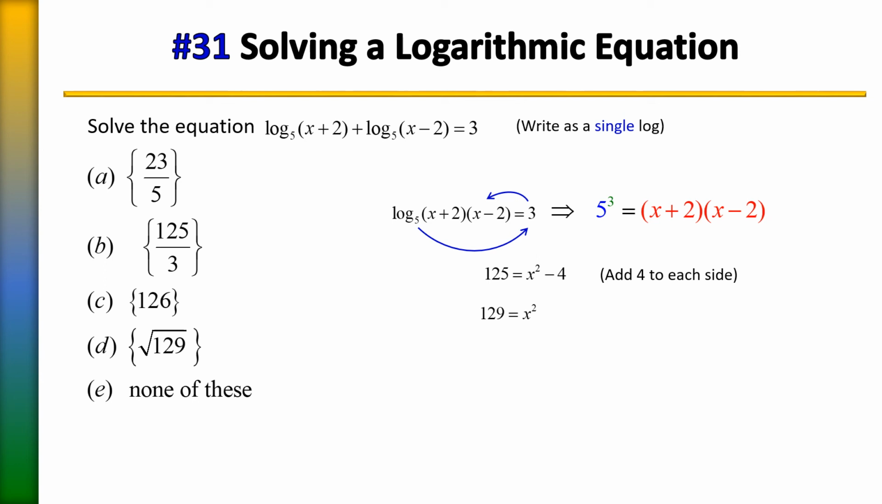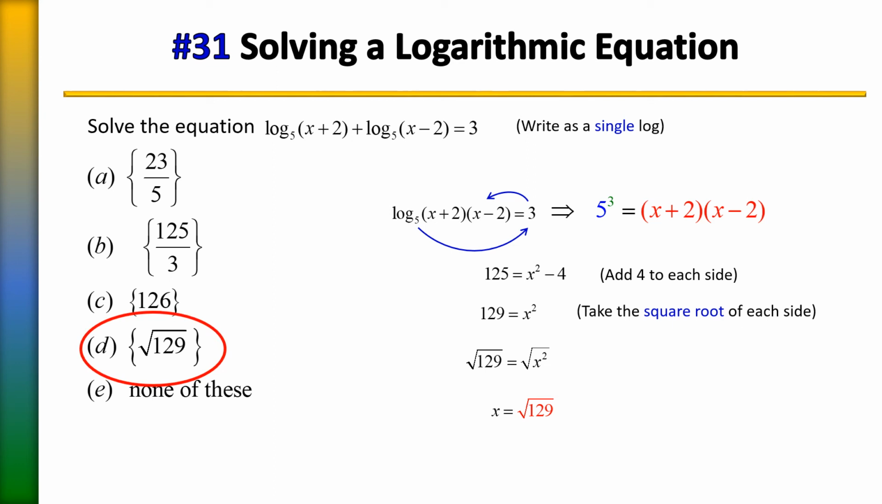Our next step to solving for x is to simply take the square root of both sides. Whatever you do to one side, you do to the other. And x equals the square root of 129. And there you have it.